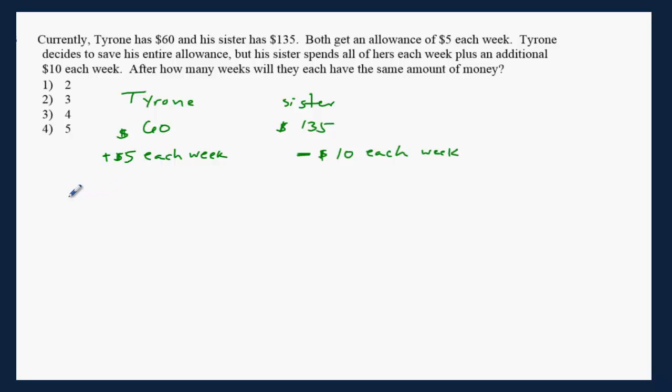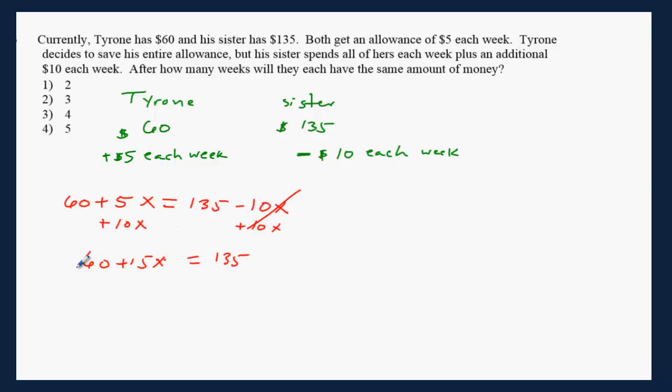So Tyrone's equation is 60 plus $5 each week equals 135 minus $10 each week. Let's solve this equation for x. X is the number of weeks in this one. So you see here we can add 10x to both sides, so we don't have negative numbers anymore. You've got 60 plus 5, I'm sorry, add 10. 5 plus 10 is 15x equals 135.